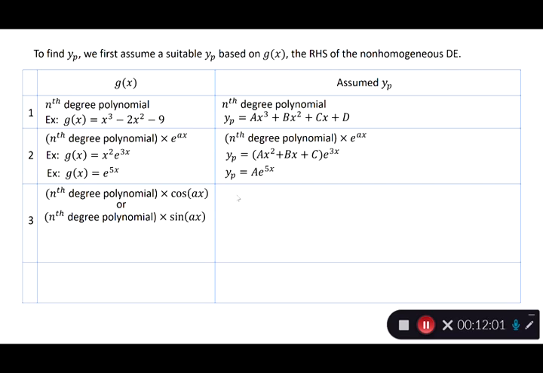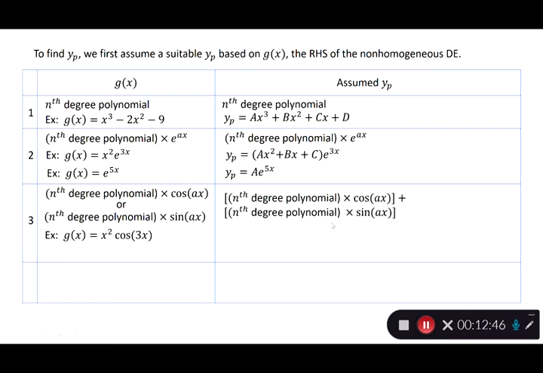Nth degree polynomial times cosine ax or sine ax doesn't matter. In both cases, we should assume an nth degree polynomial times cosine ax plus another nth degree polynomial times sine of ax. What do I mean by another? Make sure that the constants are not necessarily the same. Maybe I'll get to it when I have examples. So whether you have just an nth degree polynomial times cosine ax or just an nth degree polynomial times sine of ax, you must in the y sub p assume an nth degree polynomial times cosine ax plus an nth degree polynomial times sine of ax.